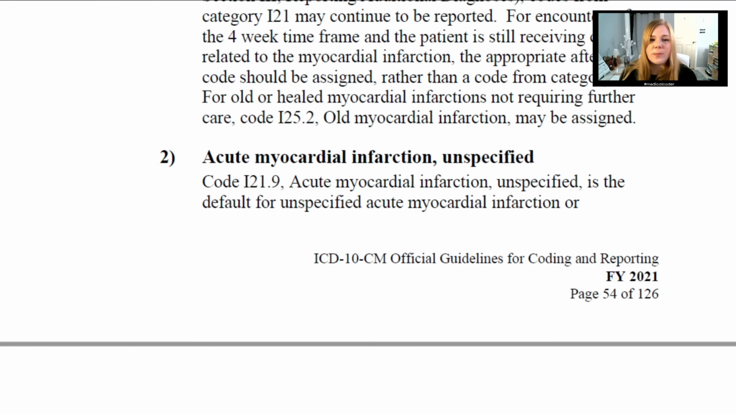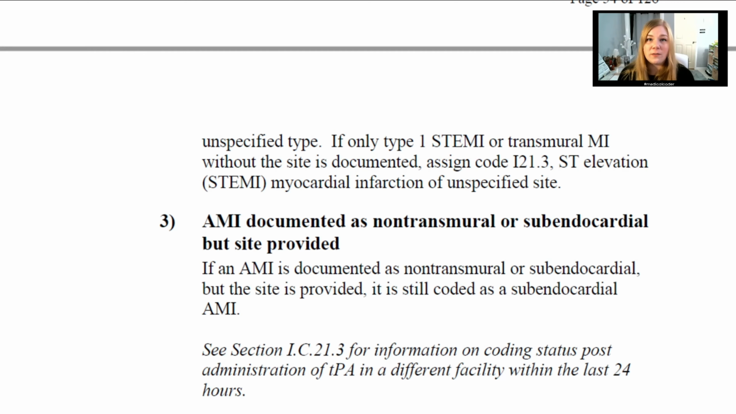For old or healed myocardial infarctions not requiring further care, code I25.2, old myocardial infarction, may be assigned. Acute myocardial infarction unspecified: code I21.9 is the default for the unspecified acute myocardial infarction or unspecified type. If only type 1 STEMI or transmural MI without the site is documented, assign code I21.3, ST elevation myocardial infarction of unspecified site.